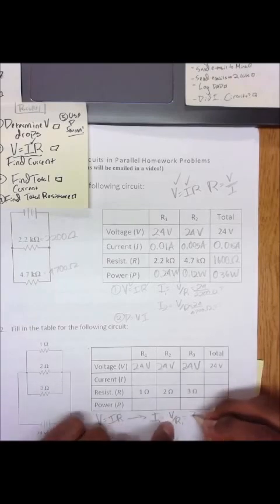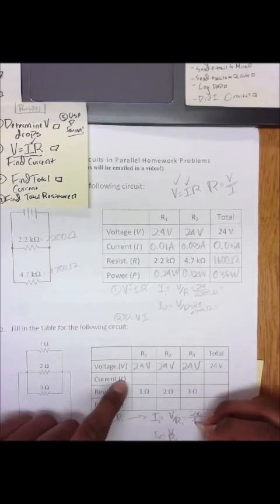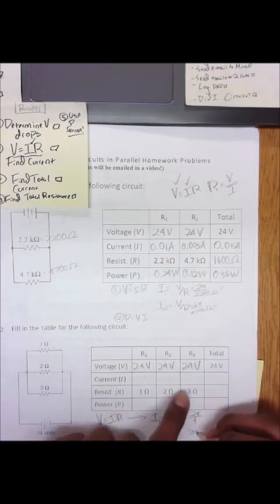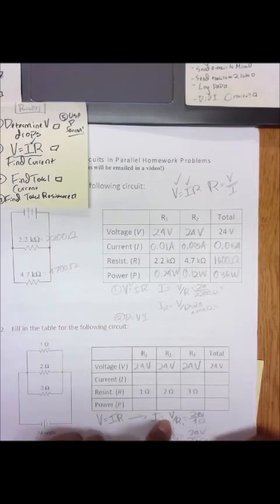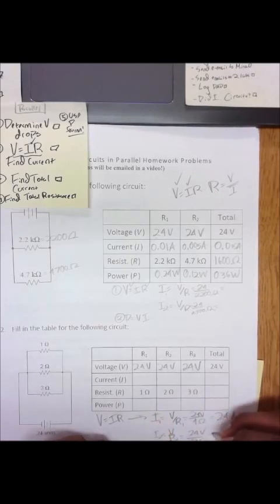So the voltage drop is the same. Resistor 1 is 1, voltage drop is 24. Resistor 2 is 2. So I'll say that there's 24 amps going through that one branch, 12 amps going through the other branch, and then 8 amps going through.